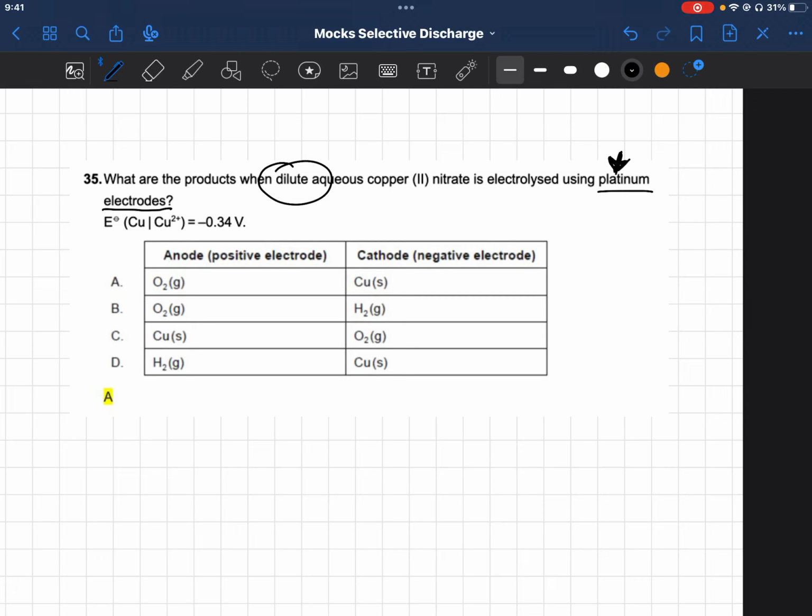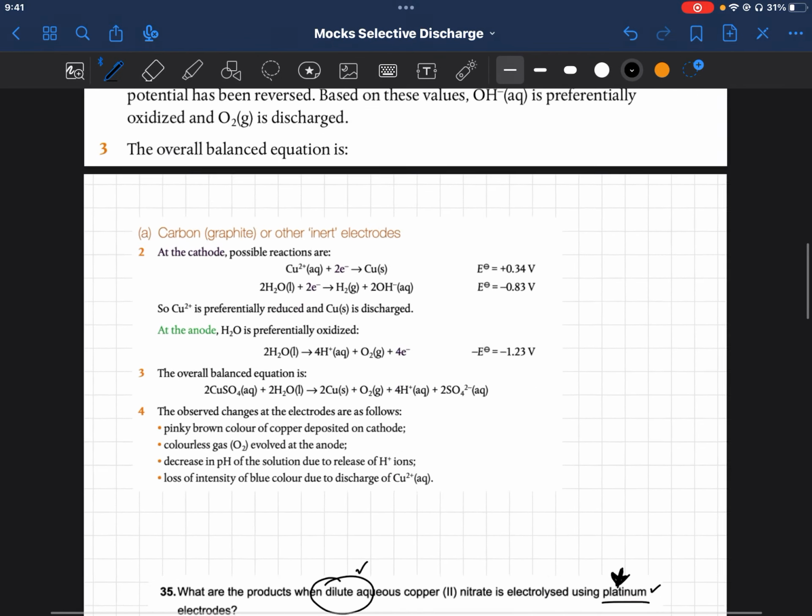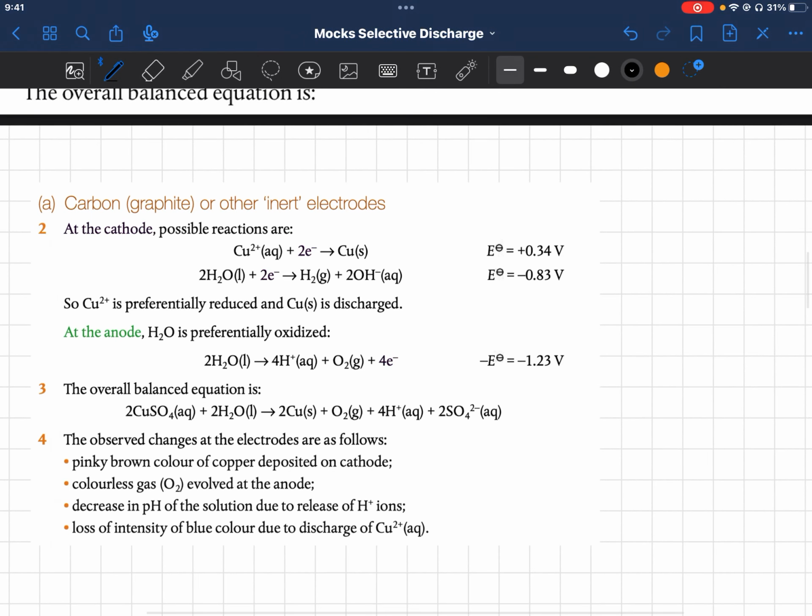So dilute copper(II) nitrate. I think some of us got caught up in dilute and said, hey, it's dilute, so it's just water that we're going to have to deal with. But really the key here was knowing what happens when we have inert electrodes. This was actually one of the examples that we walked through in class. The one in class was with copper sulfate, not copper nitrate, but same idea.